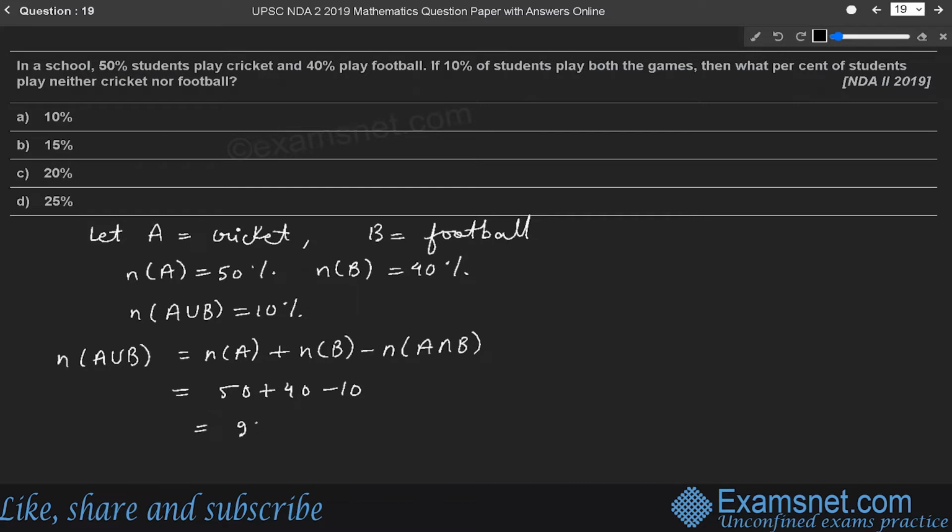So it will be equal to 90 minus 10, which is equal to 80%. Therefore, the percentage of students who play either cricket or football is 80%.